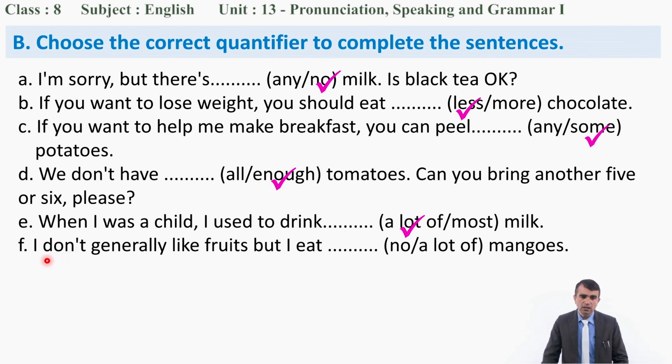And lastly, F. I don't generally like fruits, but I eat no mangoes or a lot of mangoes. I don't generally like fruit, but I eat what? A lot of mangoes. Okay, a lot of is the correct determiner here.